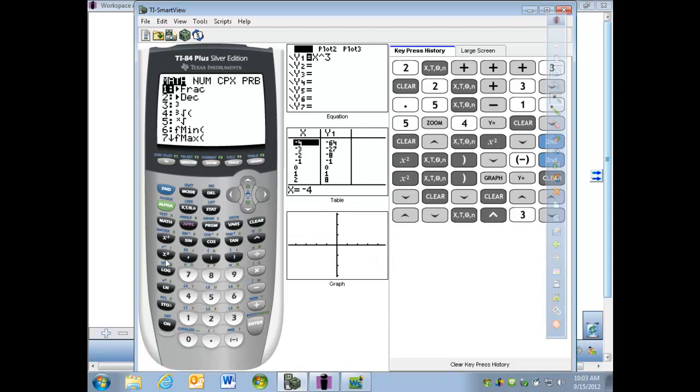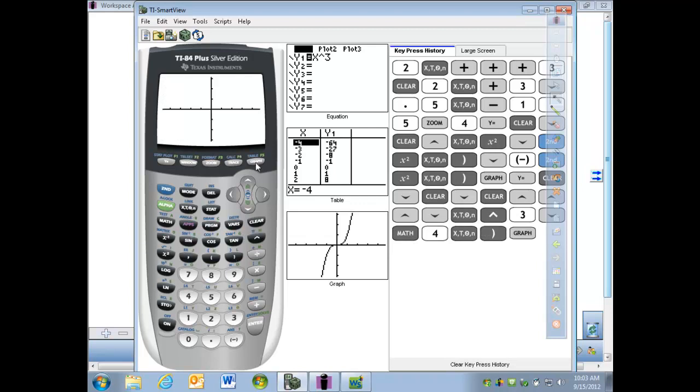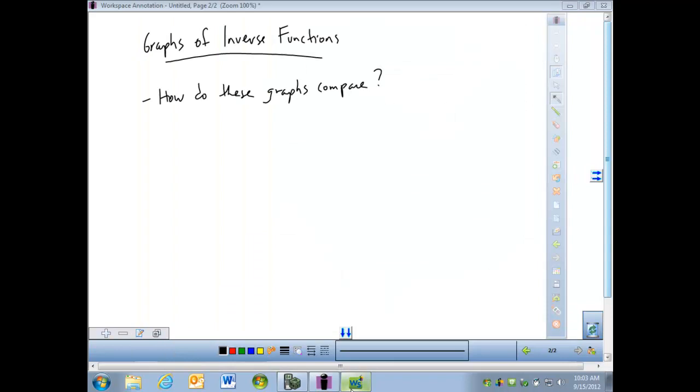Alright, one more. I'm going to put in x cubed, and I'm going to put in the cube root of x. Now these are both inverse functions again. They are inverses of each other. As I graph them, what do you notice?